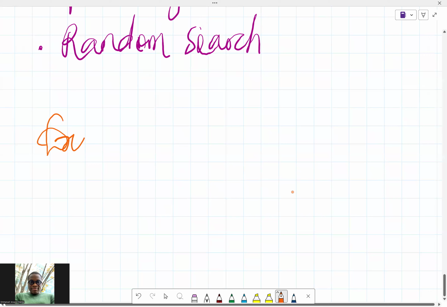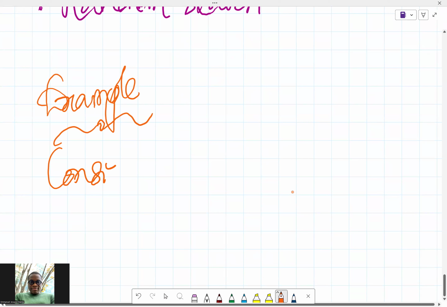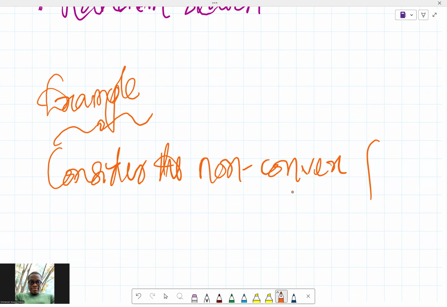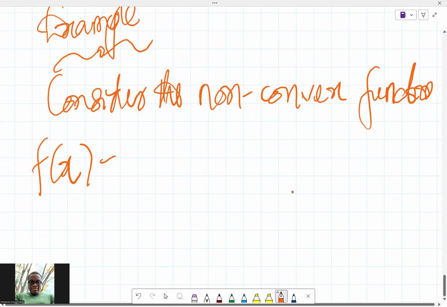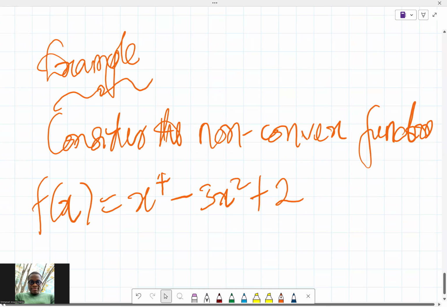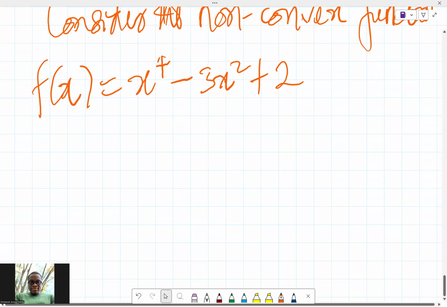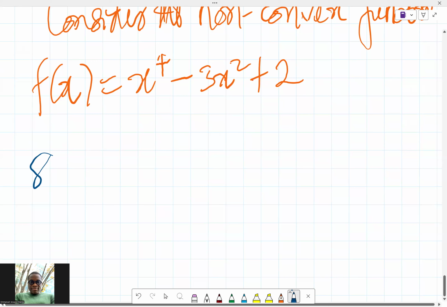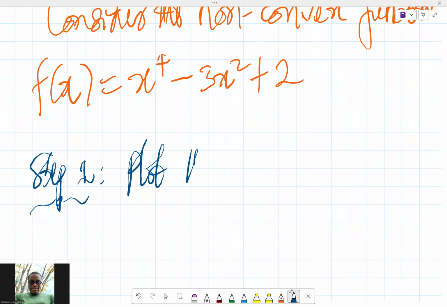So example, consider the non-convex function f of x equals x raised to the power 4 minus 3x squared plus 2. If we want to minimize it, the first thing to do is step one: plot the function. You need to plot the function to see what it looks like.